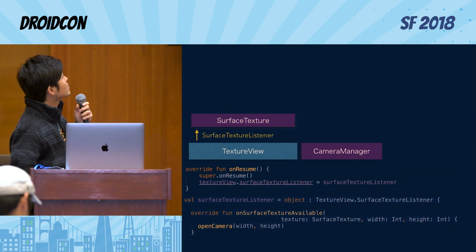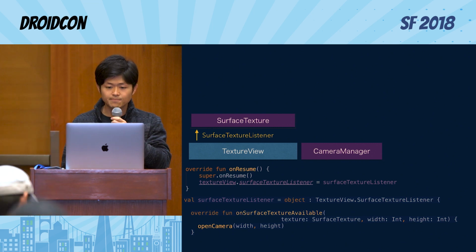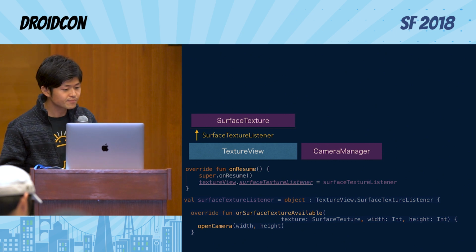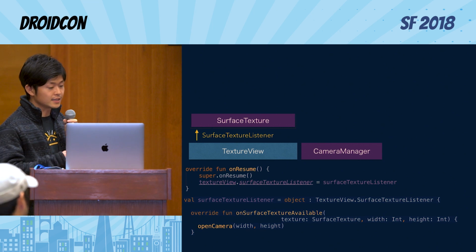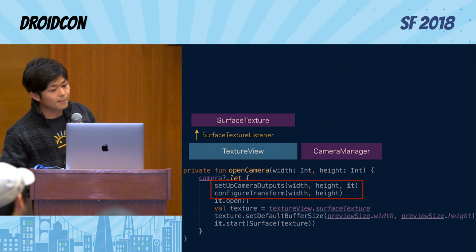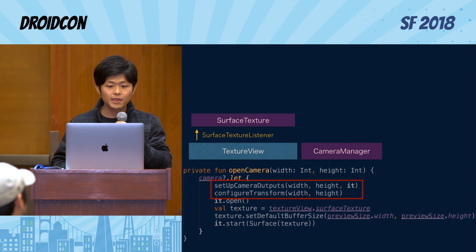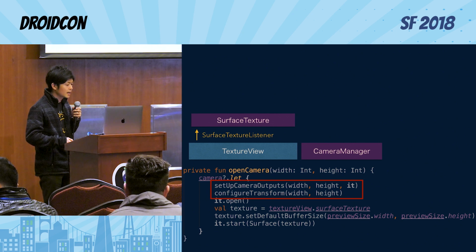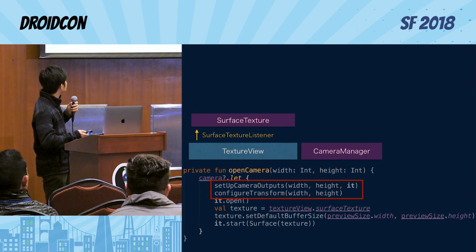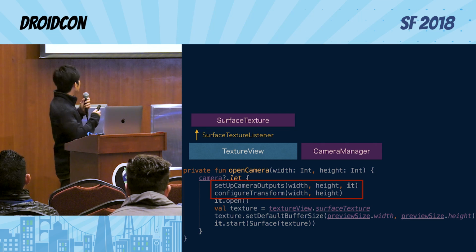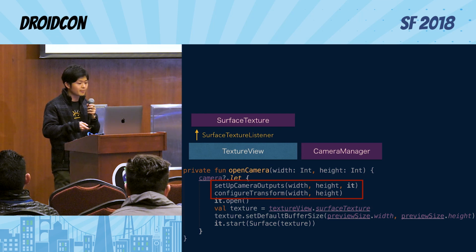And the first callback we will see is the surface texture listener. This listener calls onSurfaceTextureAvailable when the TextureView surface is ready. Let's look at what we're doing inside this open camera method. Here we're doing multiple things, so I'm going to look into it one by one. The first one is set up camera output, which means we calculate the output preview size based on the size of the texture. That's why we are giving a width and height as parameters.